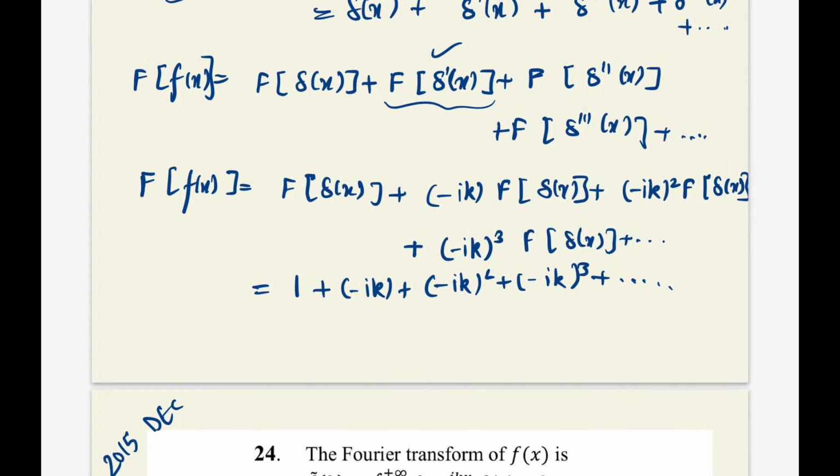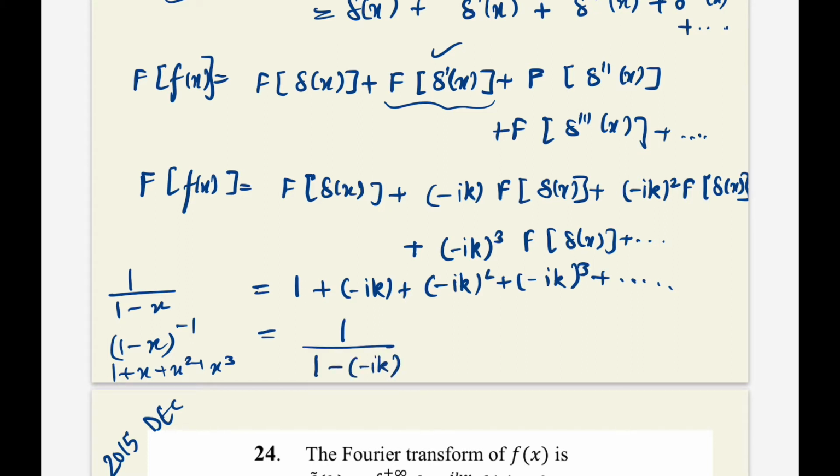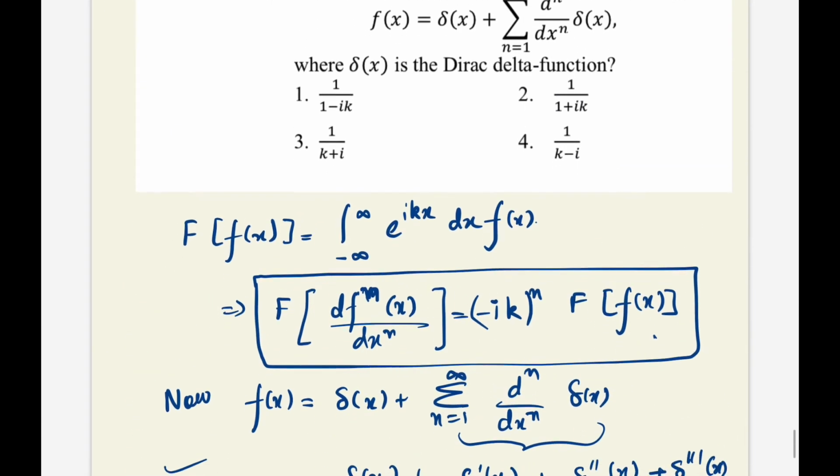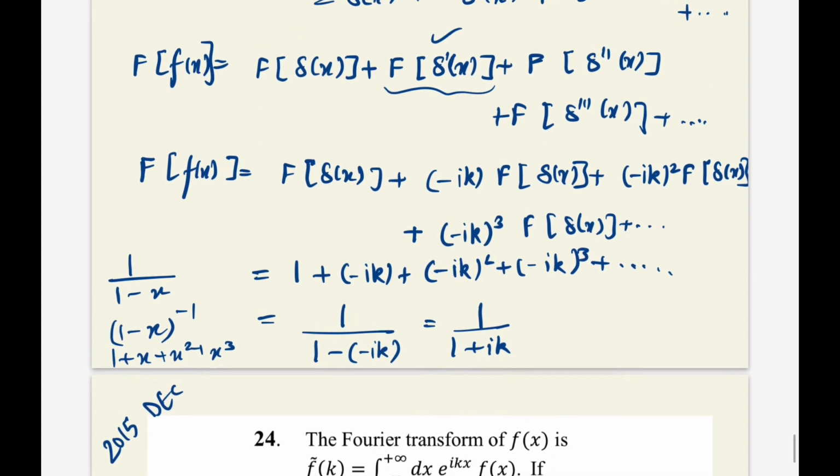Now you can see that it is the expansion of 1 over 1 minus x. When we take 1 minus x to the power minus 1, this becomes 1 plus x plus x squared plus x cubed. By using this expansion, we get 1 over 1 minus (minus ik). This becomes 1 over 1 plus ik. So this is the correct option, 1 over 1 plus ik, that is option 2, option B, is the correct answer.